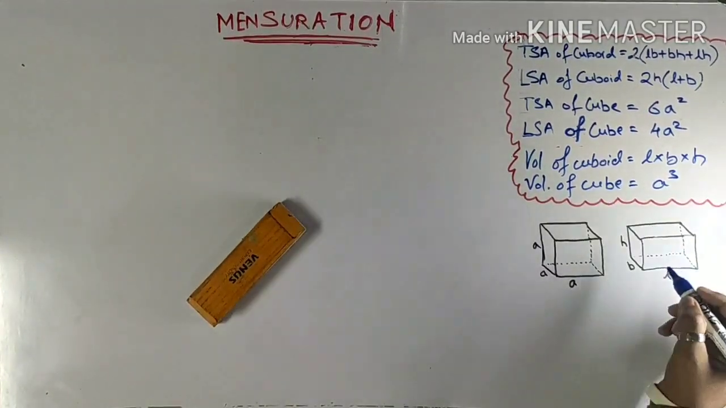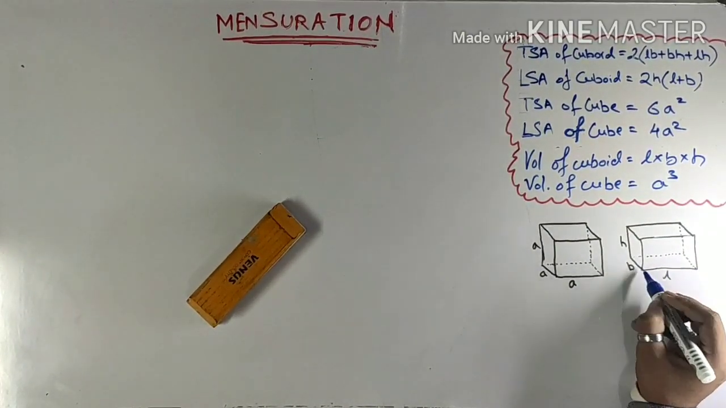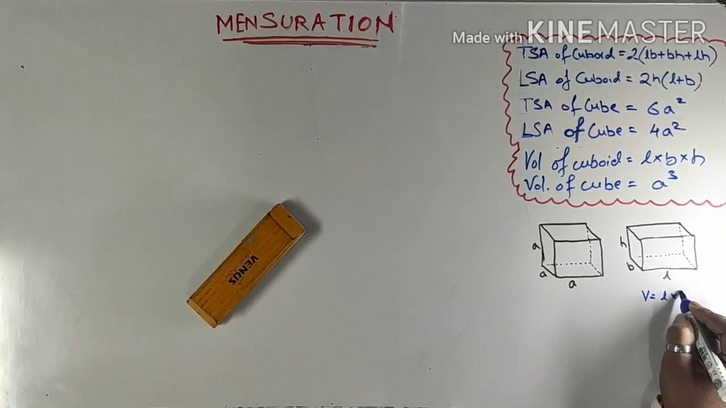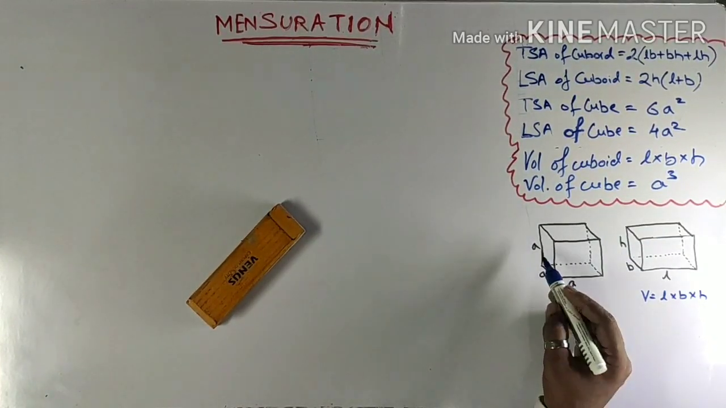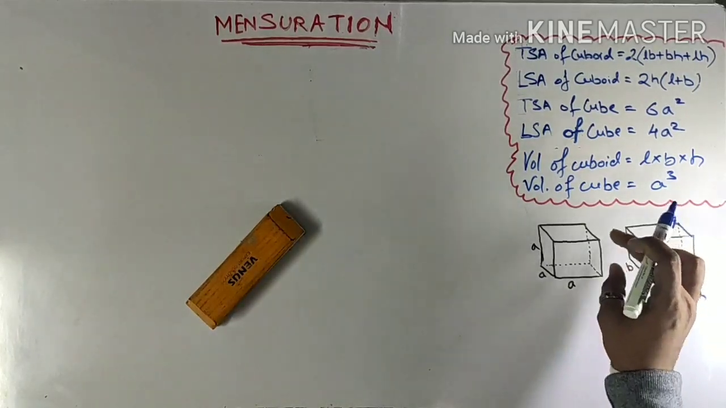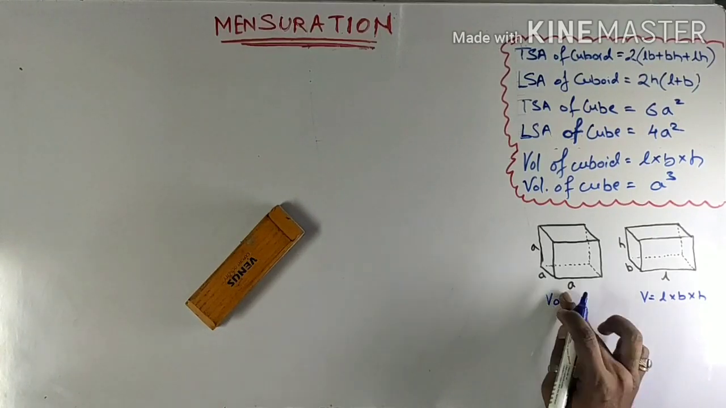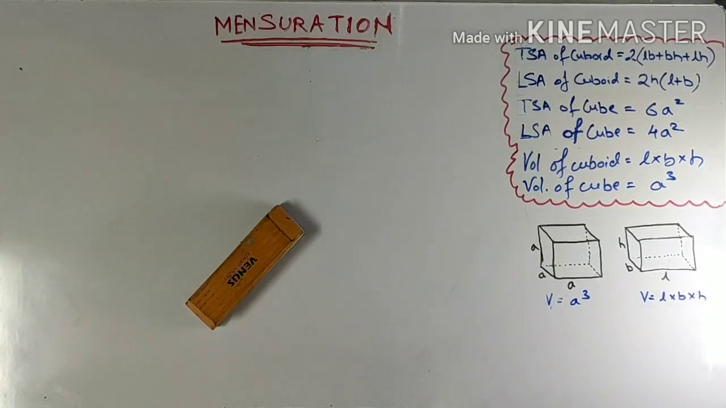So the volume of a cuboid, where I have dimensions length, breadth and height, is given by length into breadth into height. And the volume of a cube, where I have equal dimensions, where the length is equal to breadth is equal to height, that is a. If a is my edge, the volume of my cube will be a cube. So these are the two formulas that we will be using today in our word problems. Let's look at the first problem.